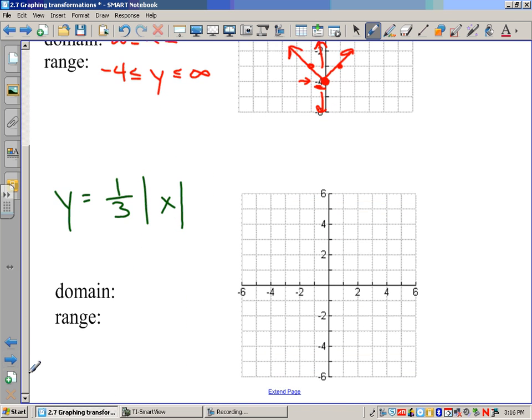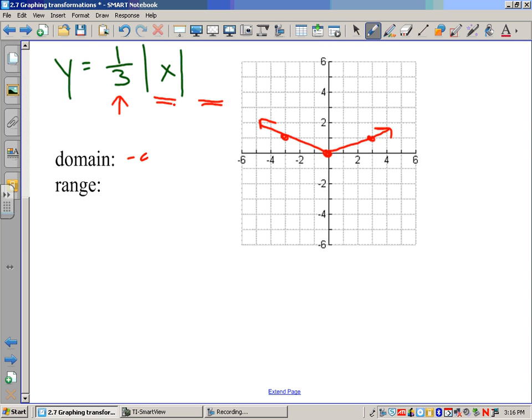Okay, one third x. It didn't move right or left, didn't move up or down. Vertex is 0, 0. This is my slope. I'm going to rise over run. Up 1, right 3, up 1, left 3. There's my graph. Domain, again, negative infinity to infinity. Range, it didn't move up or down, so the lowest y is 0. Your y's are greater than or equal to 0. If you want to put infinity, that's fine.